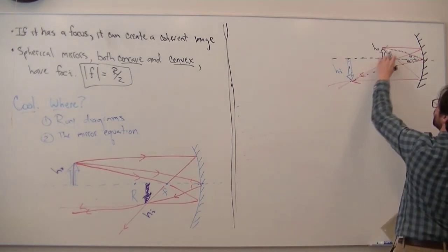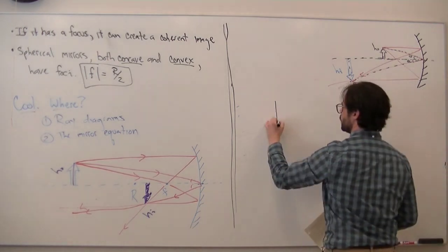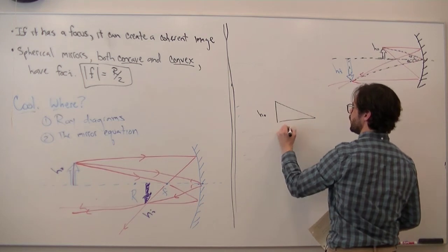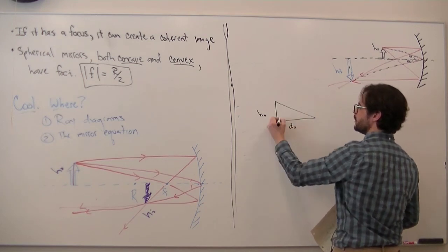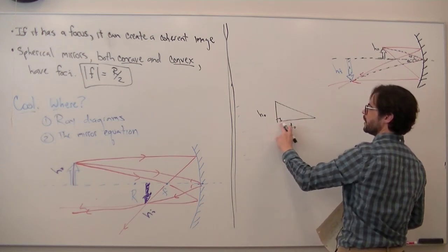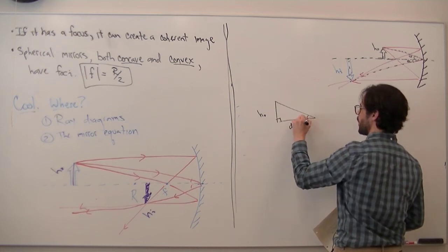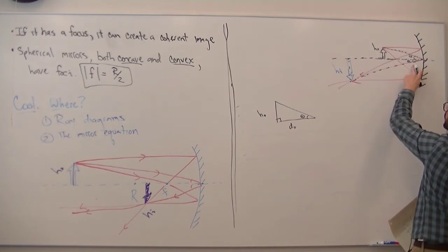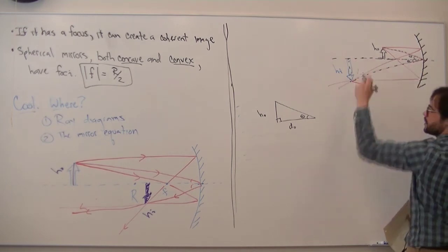So looking at this triangle in black, and don't worry, I'll redraw it because it's a little bit scruffy. We have the object height, and we have DO, and that's a right triangle because the object is coming right off the principal axis, and that's theta. And then here with the image height, it's the same angle theta, and this is also a right angle.